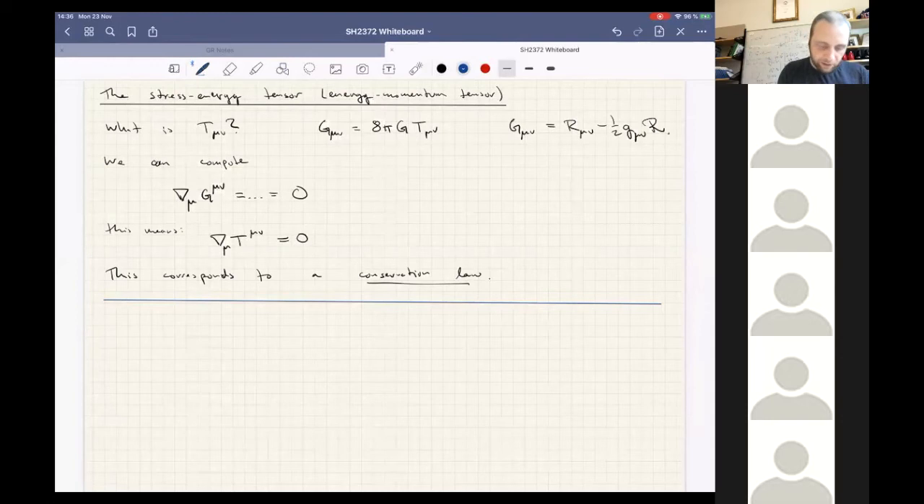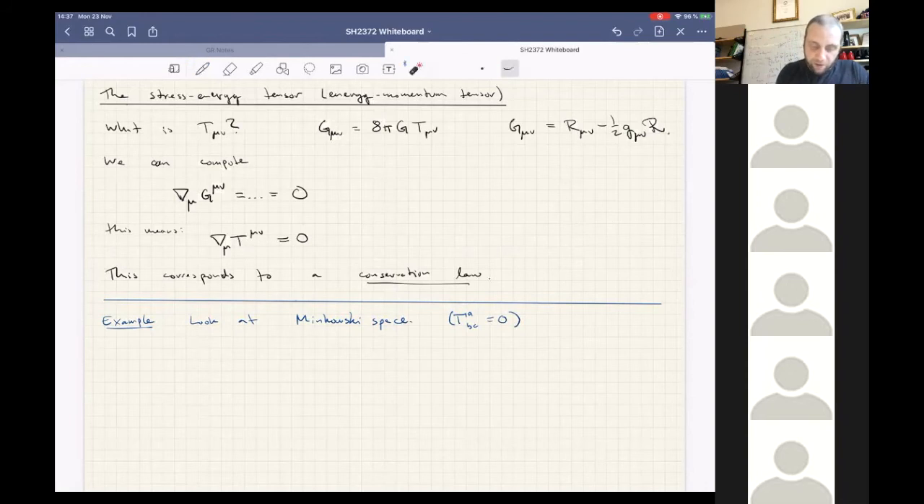So, example: look at Minkowski space. Or you don't really need to look at Minkowski space. You can just look at local coordinates where the Christoffel symbols vanish. So you have one time direction, you have three spatial directions, and the Christoffel symbols vanish, so gamma ABC equal to 0 essentially. And the form that this then takes is the following. We get d mu T mu nu.